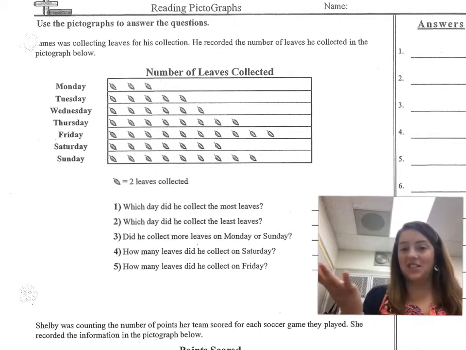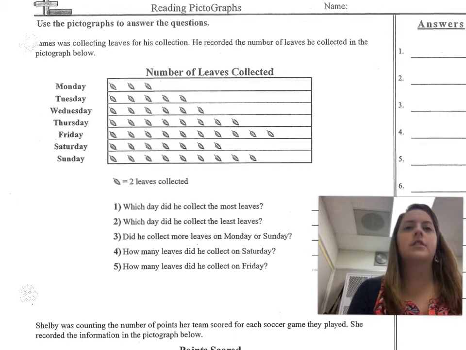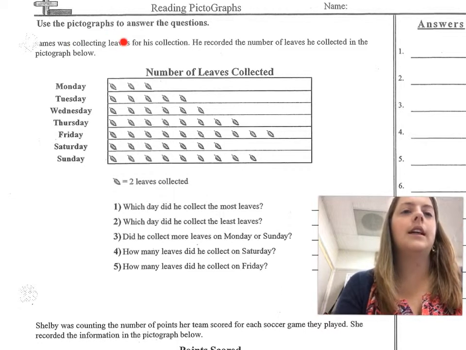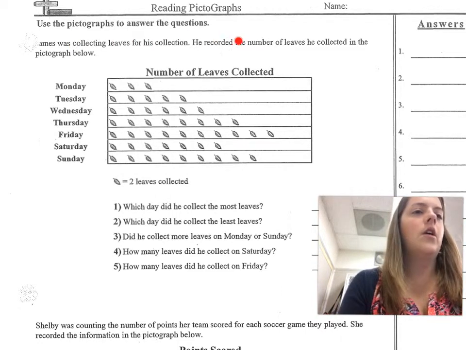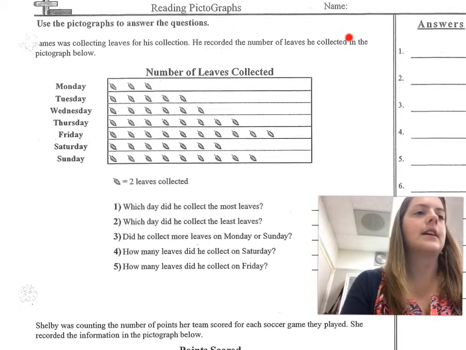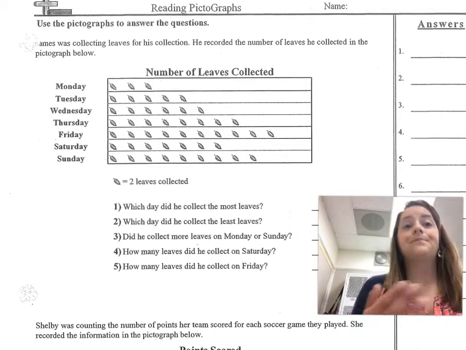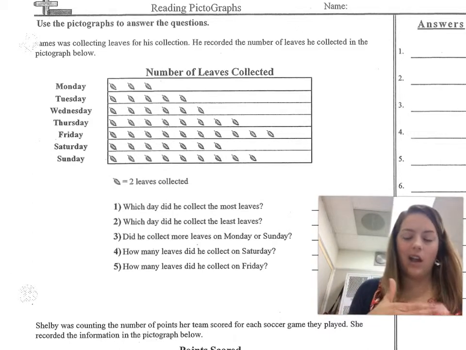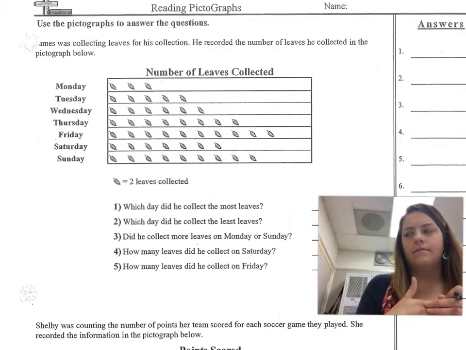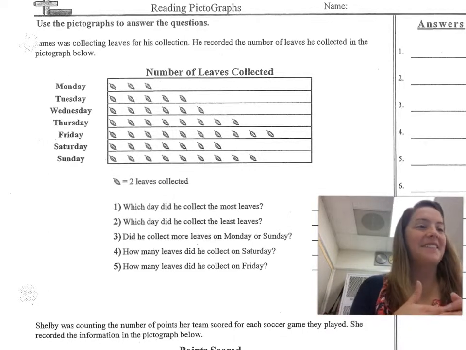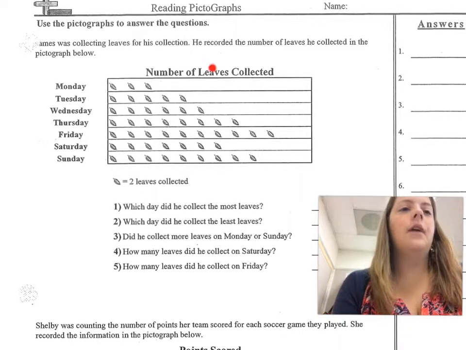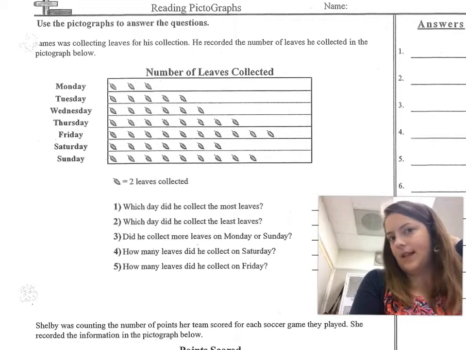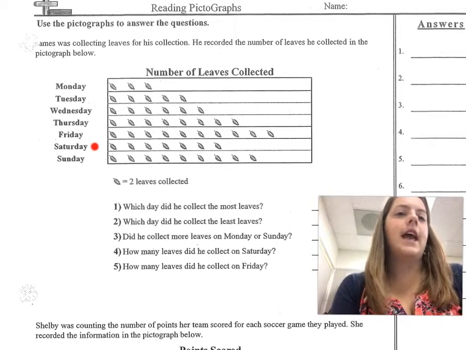Directions tell us what they want us to do. So these directions say, use the pictographs to answer the questions. James was collecting leaves for his collection. He recorded the number of leaves he collected in the pictograph below. So pictographs are a little bit different than maybe pie graphs or bar graphs. Sorry, guys. So we have our title here, so it tells us that it's the number of leaves, and then it's organized by some type of way. So these are the days he collected.